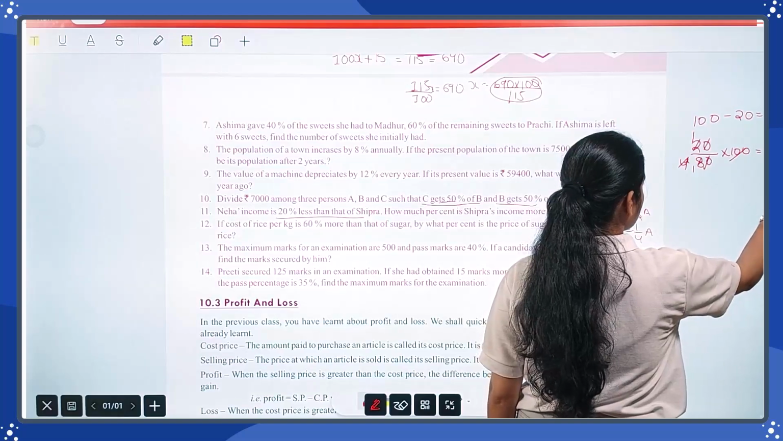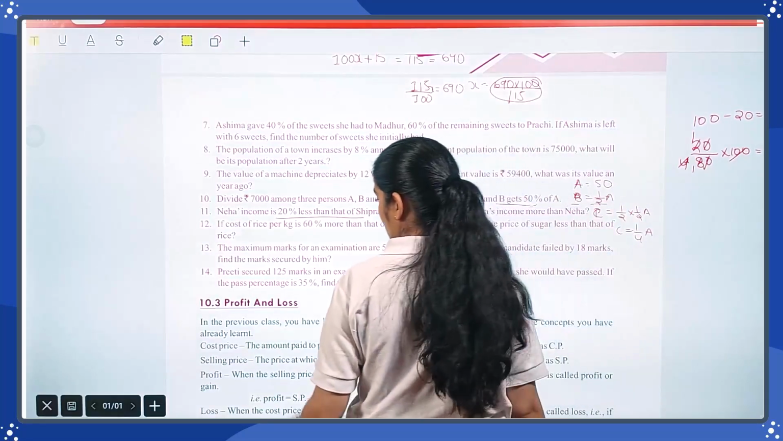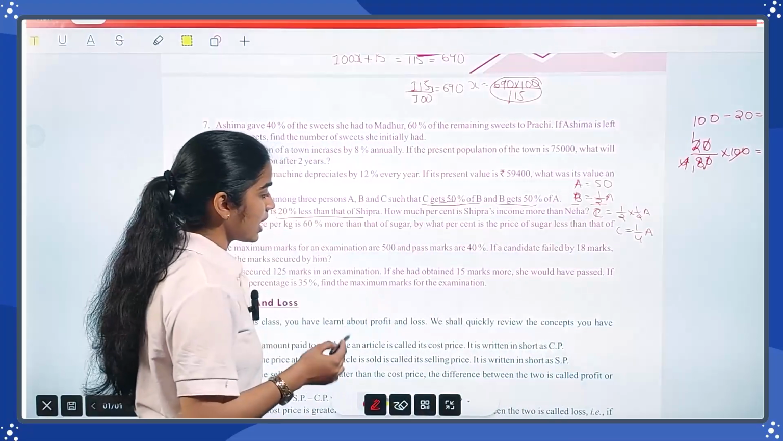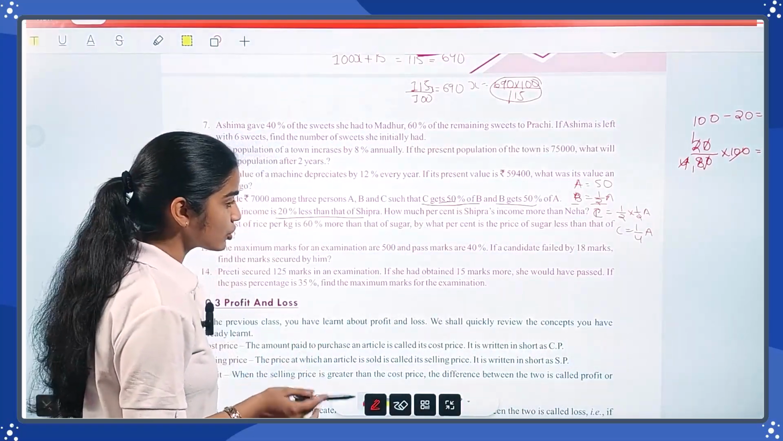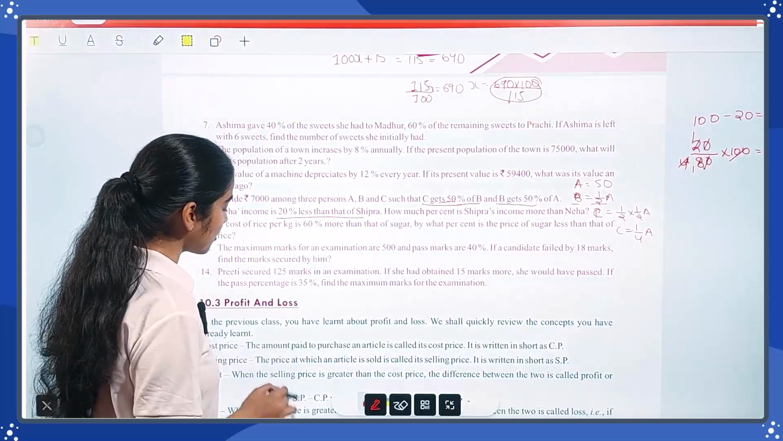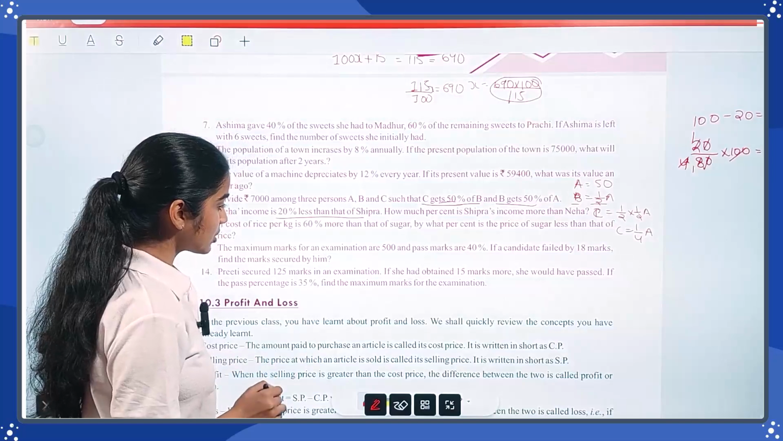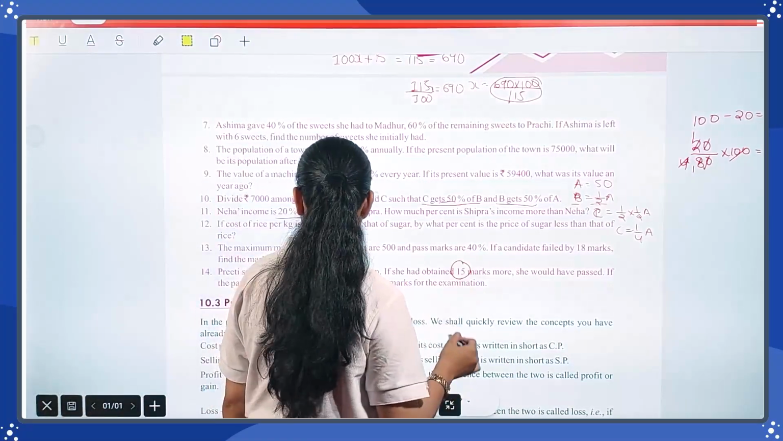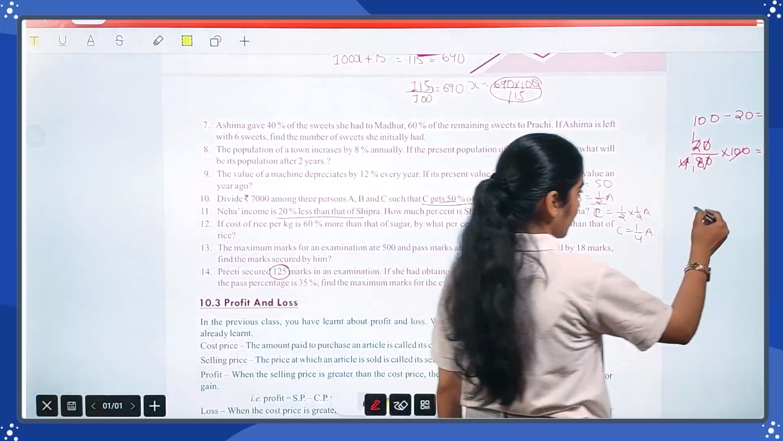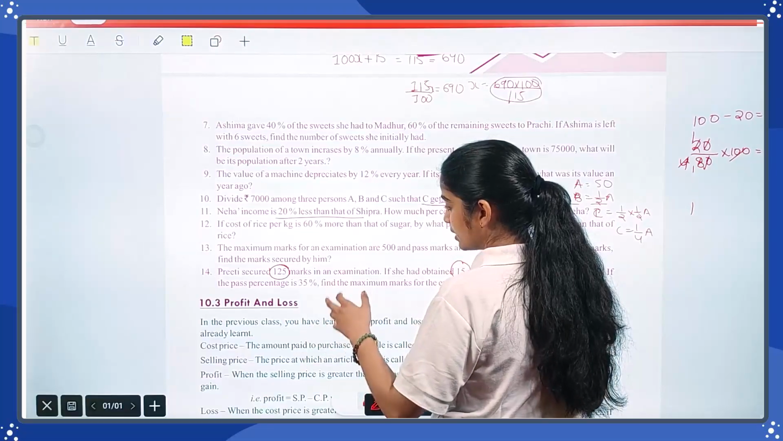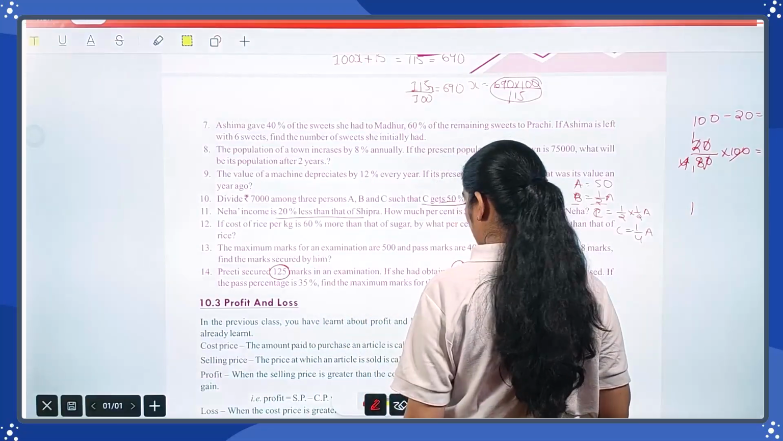Your answer is 25%. Next question is: Preeti secured 120 marks in an examination. If she had obtained 15 marks more, she would have passed. If the pass percentage is 35%, find the maximum marks for the examination. So 125 plus 15 is 140. And what we have to find? We have to find the total marks of the examination.